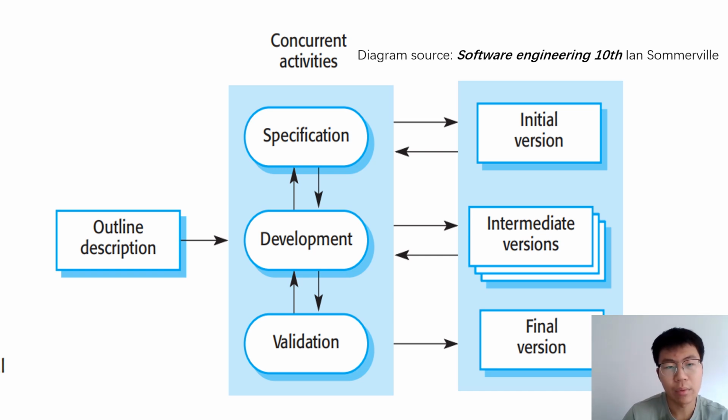You can see the diagram here. It begins from an outline description and the development, specification, and validation. The three activities transfer to each other. And they are also related to initial version, intermediate versions, and final versions.